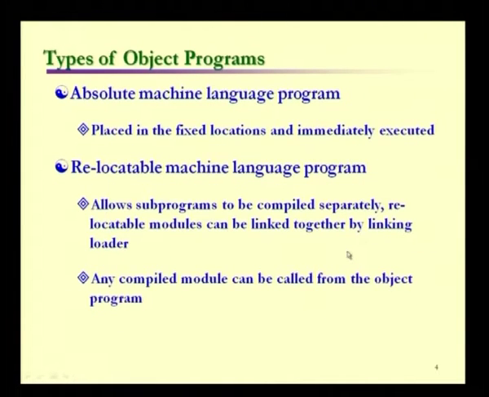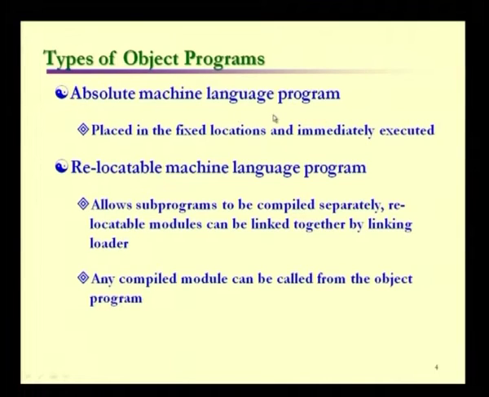So, first we shall see what the types of object programs are. There are 4 cases. One is the absolute machine language program. It means that these machine language programs can be placed only in fixed locations and they will be executed immediately. In Windows, we find the COM files, .com files. They are the programs generated with absolute machine code.